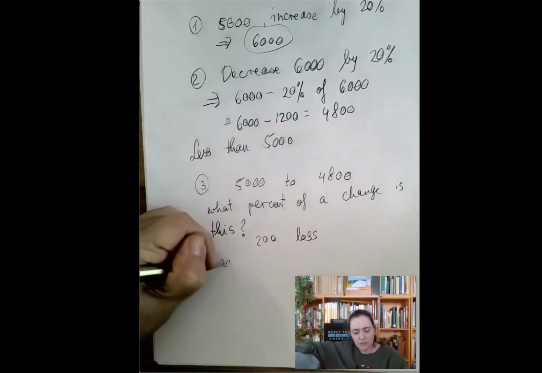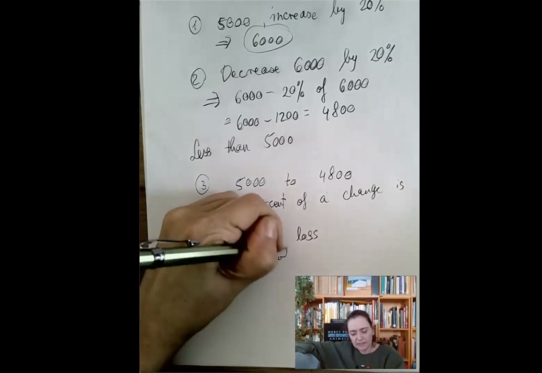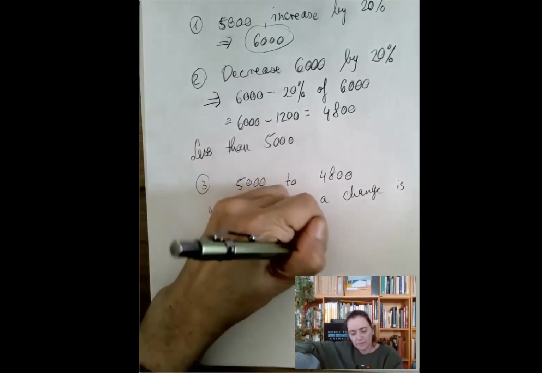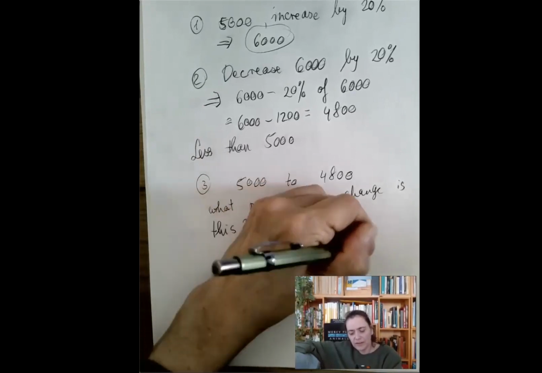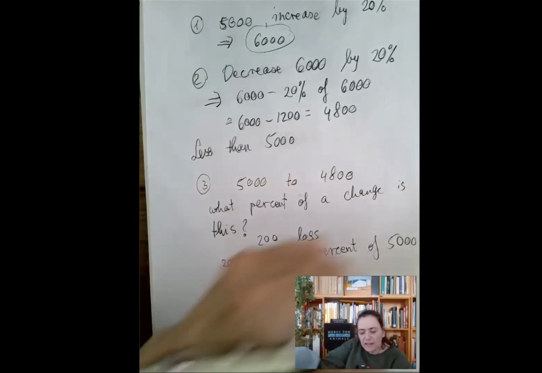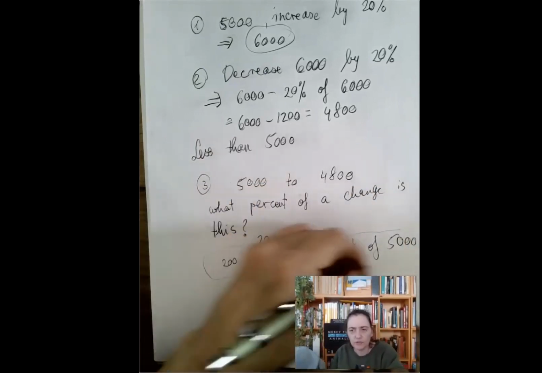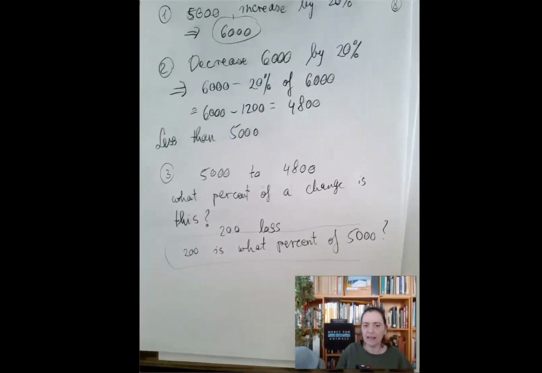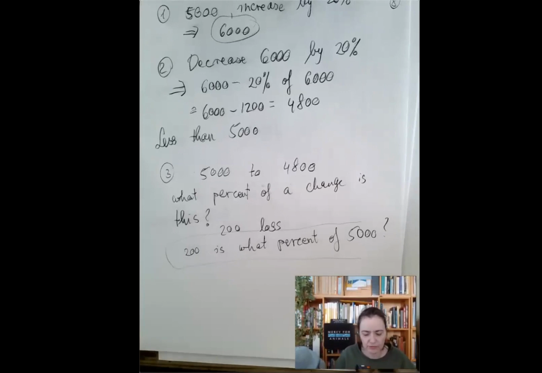And we have to ask, 200 is what percent of 5,000. This is what I mean by make it boil down to basic questions like that. Once you have those questions, it's pretty straightforward. The hard part is to make it boil down to a question like that.